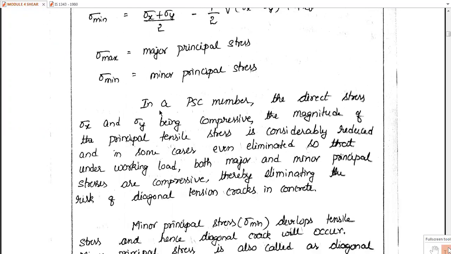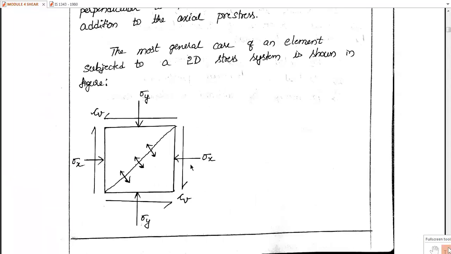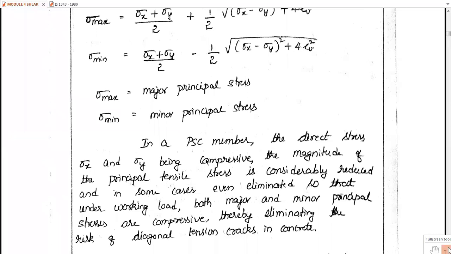We should see here that in a PSC member, the direct stresses sigma x and sigma y are compressive. Compressive means these are acting towards the same side. This sigma x is compressive in nature, and sigma y is also compressive in nature. In a PSC member, with the direct stresses sigma x and sigma y being compressive, the magnitude of the principal tensile stress is considerably reduced, and in some cases even eliminated. That means this sigma minimum, the minor principal stress, will be eliminated, approximately equal to 0.